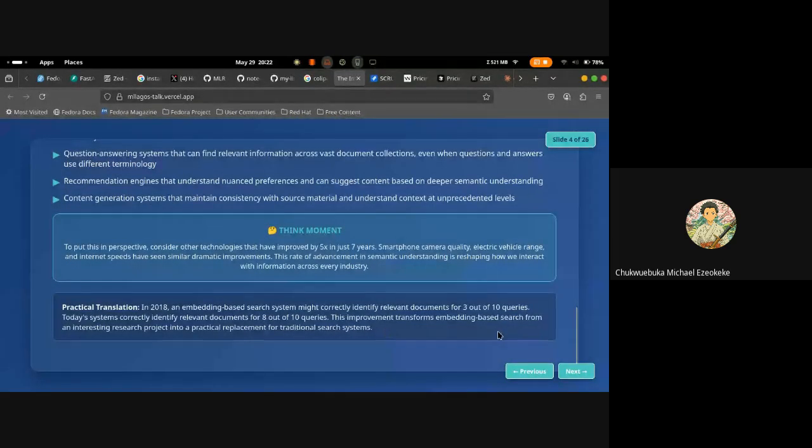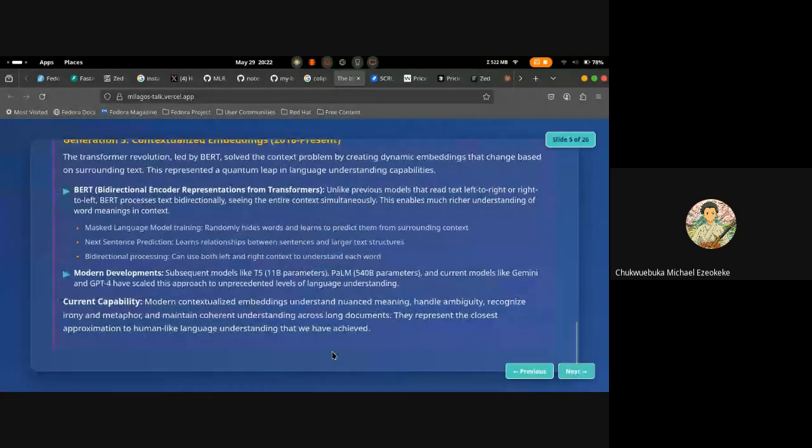For another example, in 2018, an embedding based search system could correctly identify relevant documents for 2 out of 10 queries. But today's systems can identify relevant documents for 8 out of 10 queries. So this improvement transforms embedding based search from an interesting research project into a practical replacement for traditional search systems.